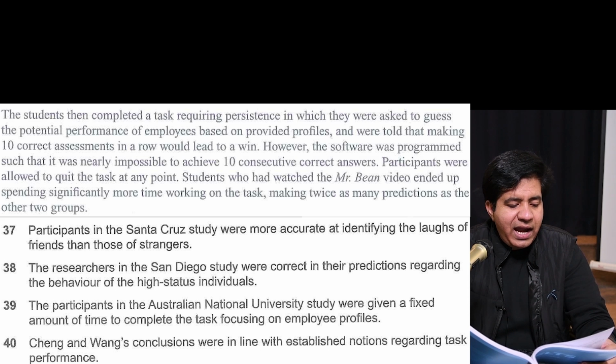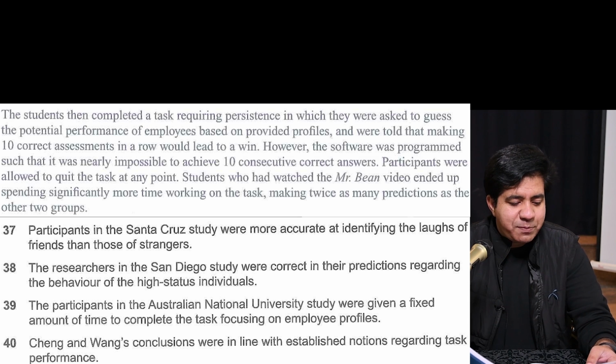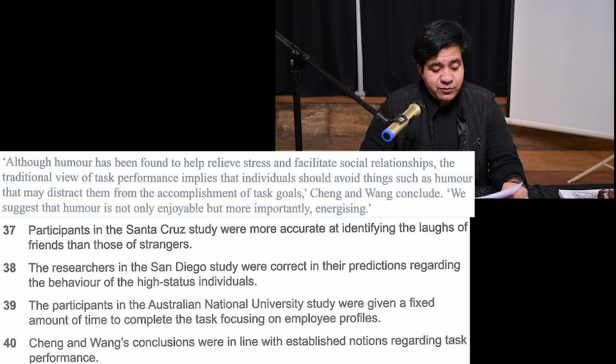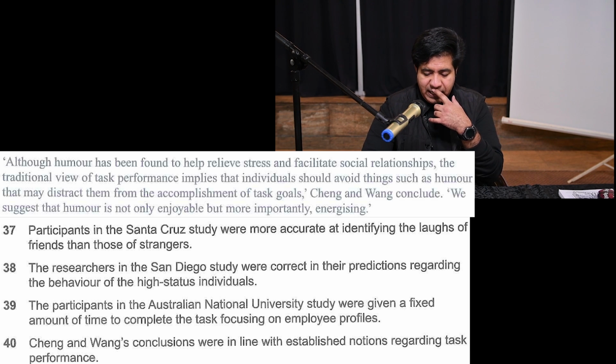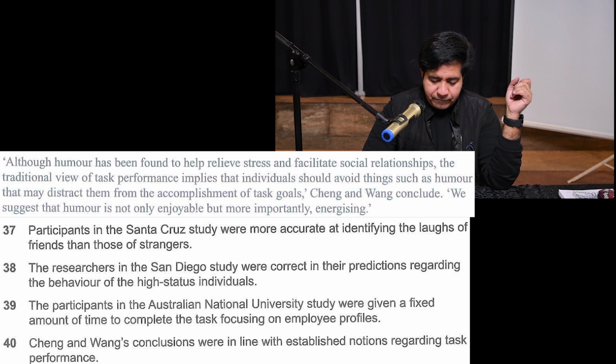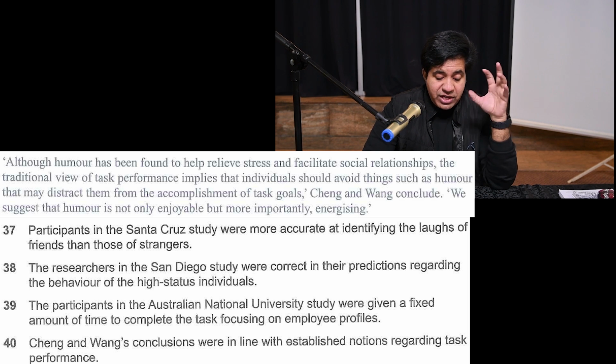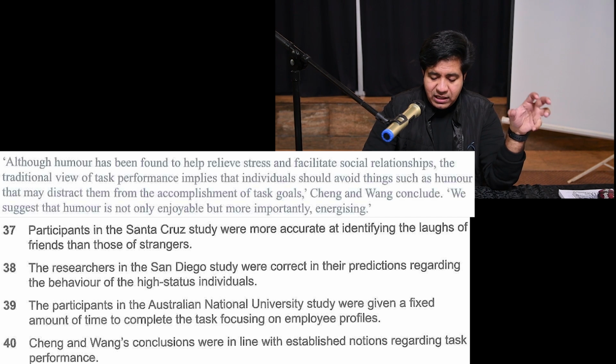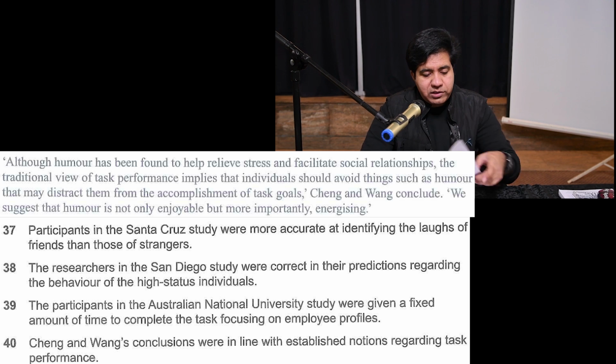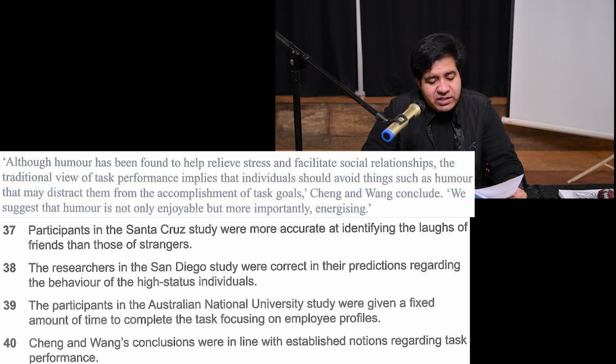Question number 40. Ching and Wong, you know these two people from China, you know them already. They were in the last paragraph. Ching and Wong's conclusions were in line with established notions regarding task performance. Their conclusions were in line with their established notions about task performance. Last paragraph. Focus on the second line. The traditional view of task performance implies that individuals should avoid things such as humor that may distract them from the accomplishment of task goals. Conclusions were in line with established notions regarding task performance.